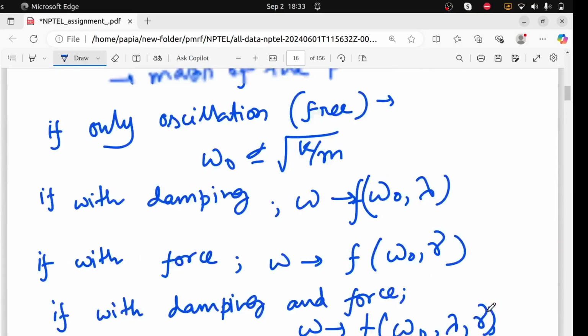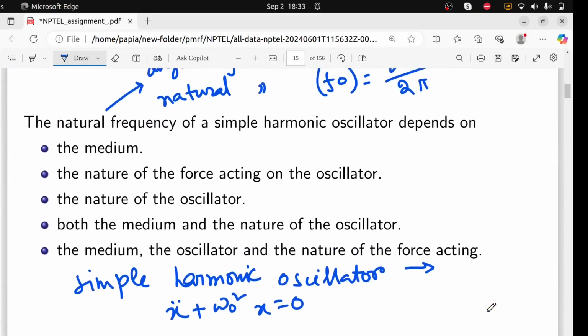So these three things. Now coming to the option, the medium. The medium is fine, but if it is talking about the force also, then only the medium will not be the correct one. The nature of the force acting on the oscillator, that is also fine, but it is not only the case, the medium will also be there, and the natural frequency will also be there. The nature of the oscillator, yes, that is fine, but we have to take care of the forcing frequency as well as the medium also.